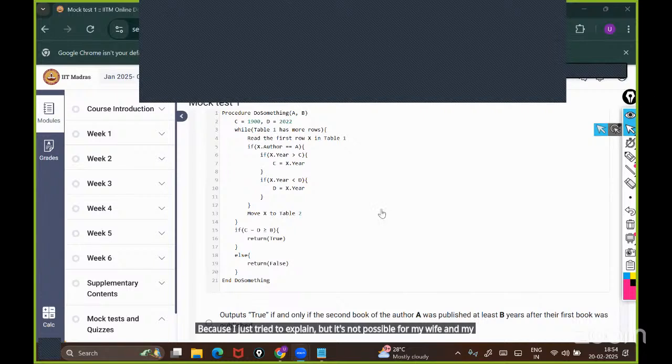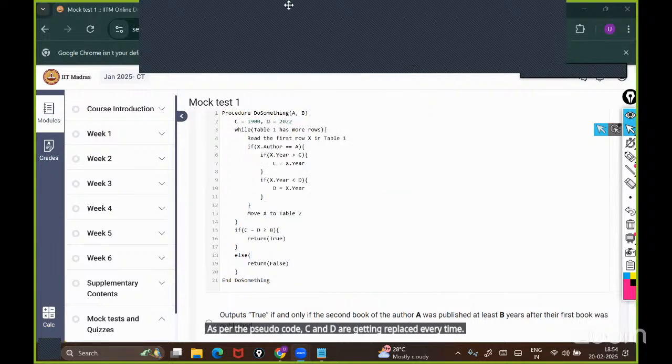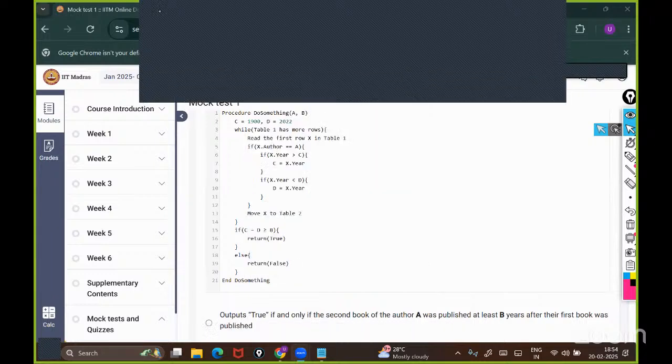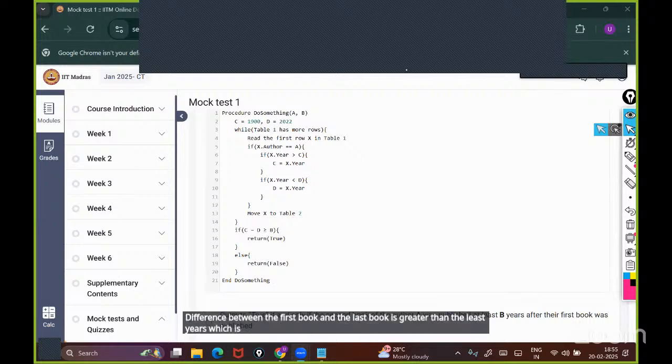As per the pseudo code, C and D are getting replaced every time. We'll check. But as per the answer, they're checking whether the difference between the first book and the last book is greater than the least years, which is B.